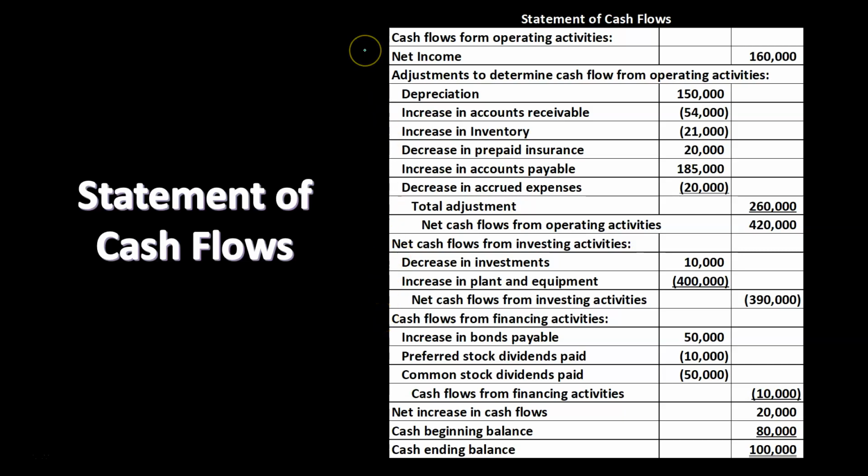The top portion, cash flows from operating activities, is similar to the income statement in that the income statement ends with net income, which is the bottom line earnings on an accrual basis. And what we're trying to do is get to net income, in essence, on a cash basis, otherwise called net cash flows from operating activities.